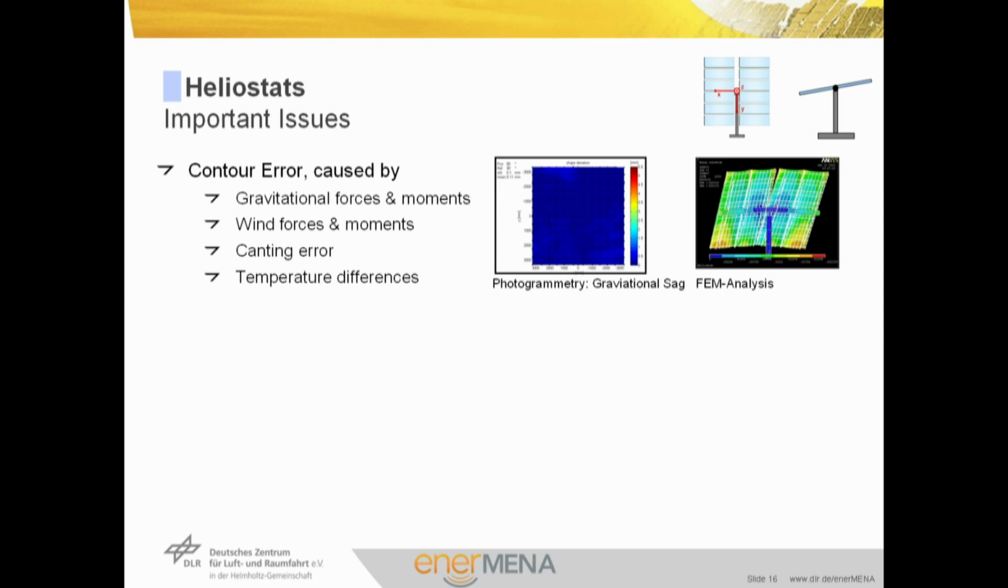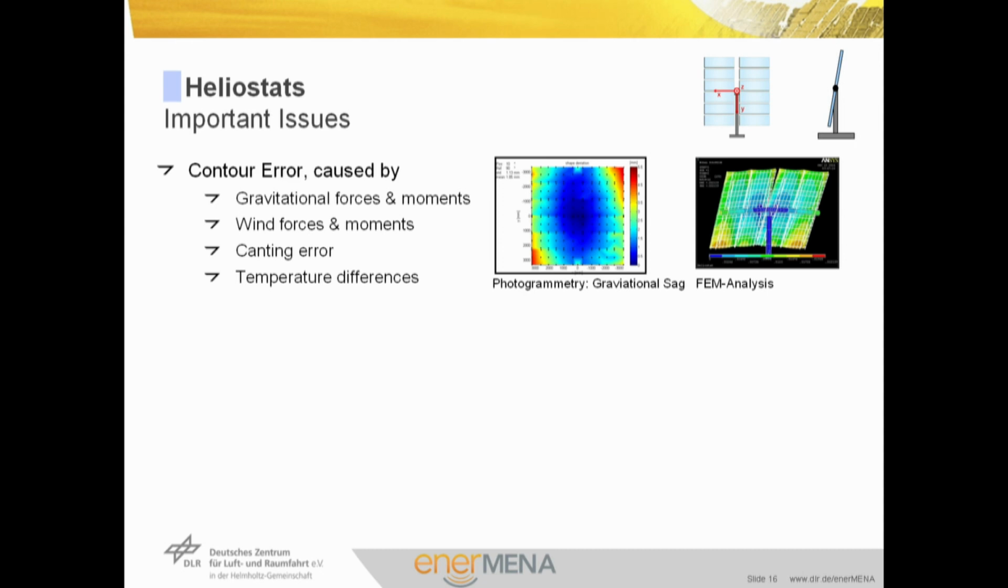And if you have a look at this heliostat on the top right and at this plot here, you see that between the two extreme positions, the heliostat moves. So we have on the edges up to 5 millimeters deviations.